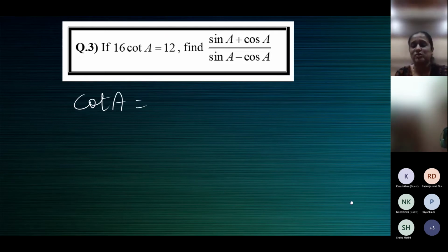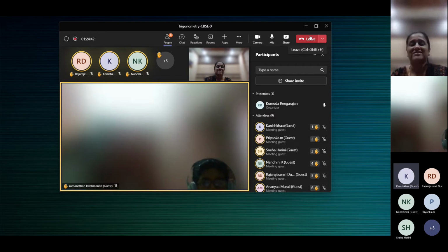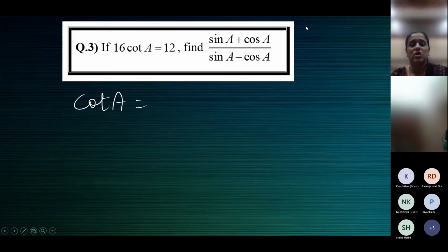What is the value of cot A, children? You're all eating, is it? So your hands are not free to unmute and your mouth is full. You're not able to talk. Huh? Even I'm hungry. What's the answer? What is cot A?